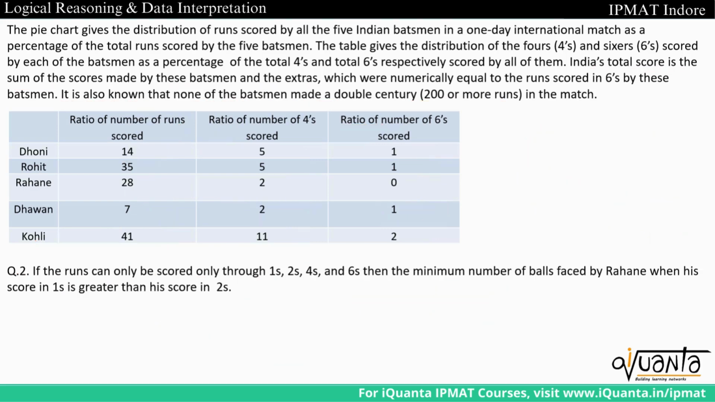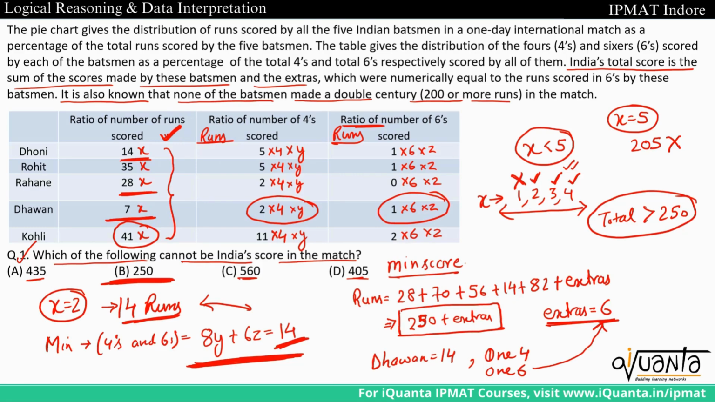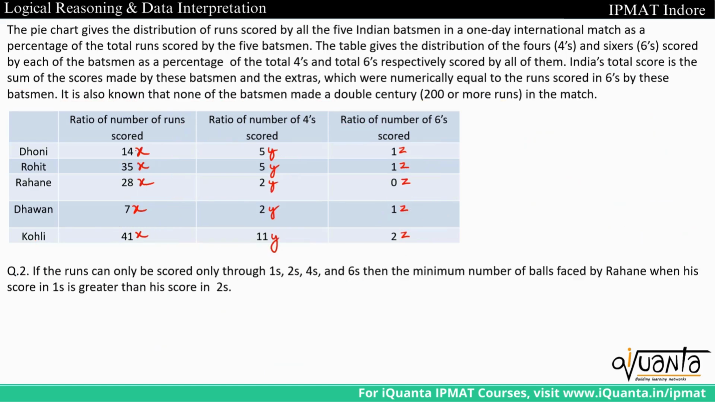Let's try to solve the next question. We'll keep our table as it is. We'll just be modifying the values of x, y, z according to the conditions. The second question is, if the runs can only be scored through 1s, 2s, 4s and 6s, then what is the minimum number of balls faced by Rahane when his score in 1s is greater than his score in 2s? So if we want the minimum number of balls faced by Rahane, we must consider the minimum runs scored by Rahane.